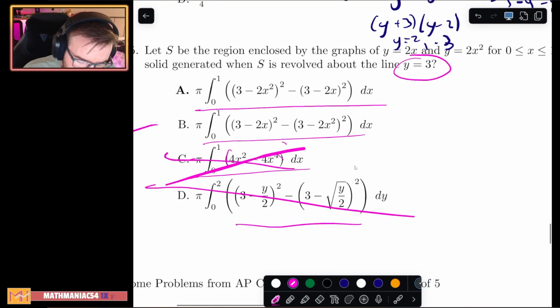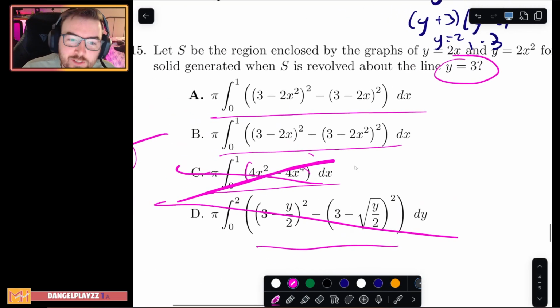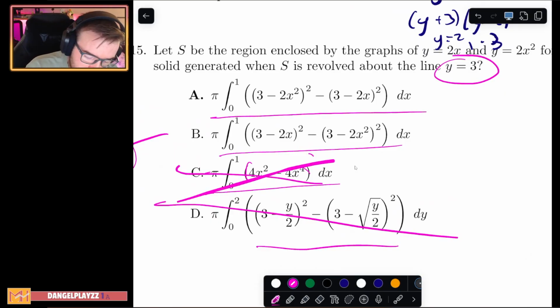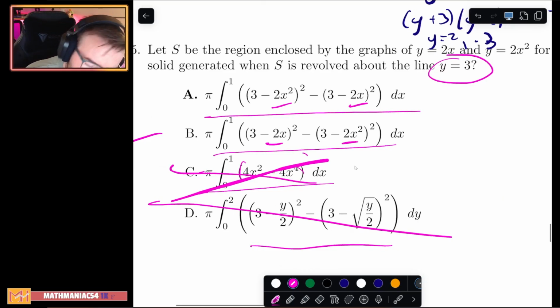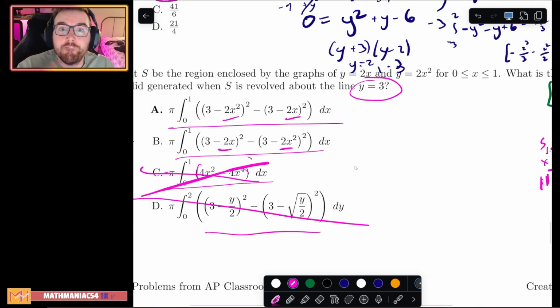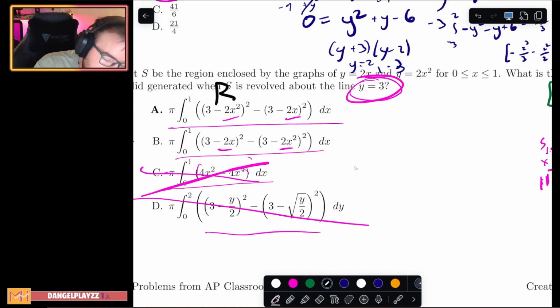Okay, so which way? Because these are just flip-flopped, right? 2x squared and 2x, 2x squared and 2x. Which way do I go? Well, which function is furthest? We need to be doing the outer radius first and then the inner radius.